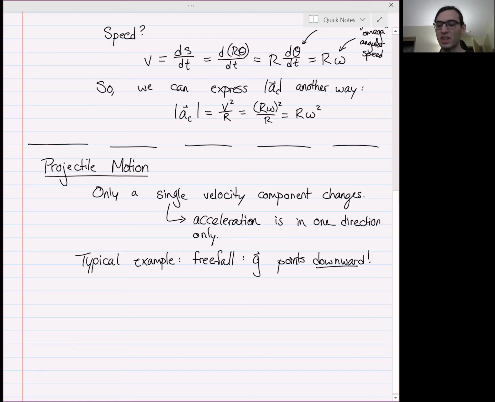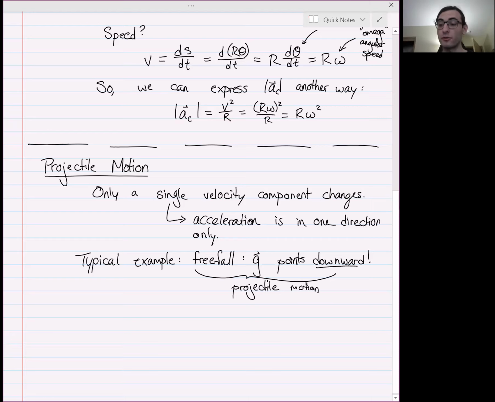So the fact that g, the acceleration vector for gravity, points in a single direction means that free fall is an example of projectile motion. Anything undergoing free fall is experiencing projectile motion, and vice versa. Well, that's not true. One is a subset of the other.